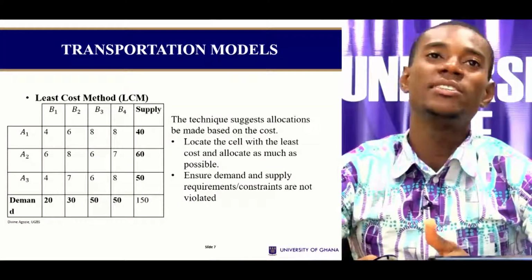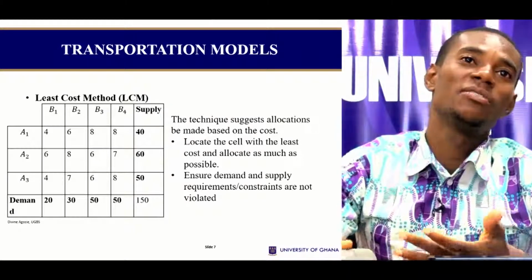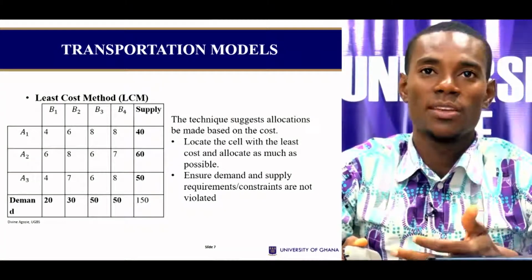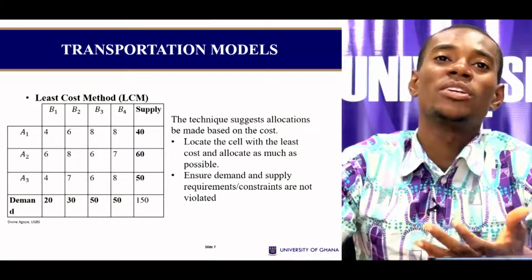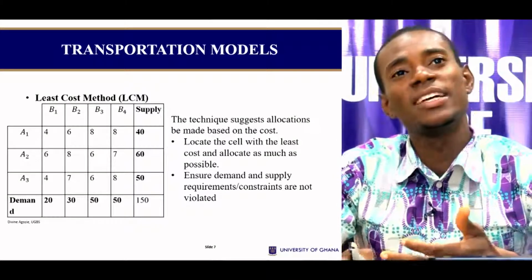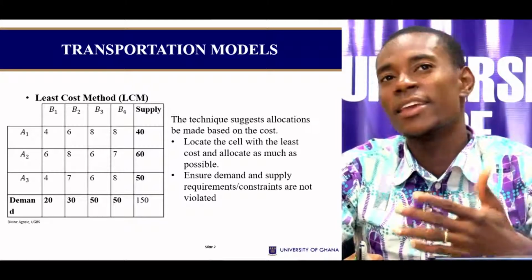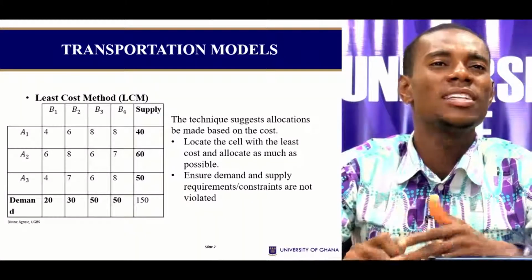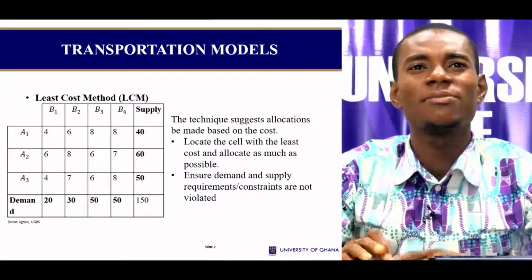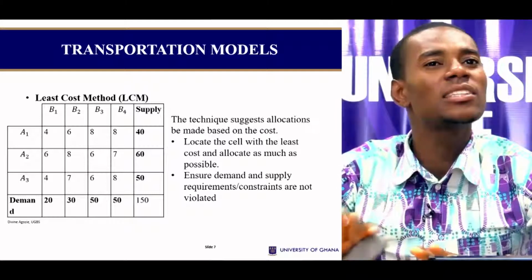Okay, so now let's look at the next technique which is called the least cost method. In fact, the name speaks for itself. It says the least cost method. So the technique just says make your allocations based on cost. It says look in the entire table. So we represent our cells like this. Just look in the cells and identify the cell with the least possible cost.